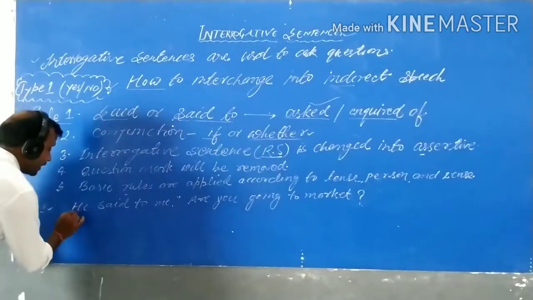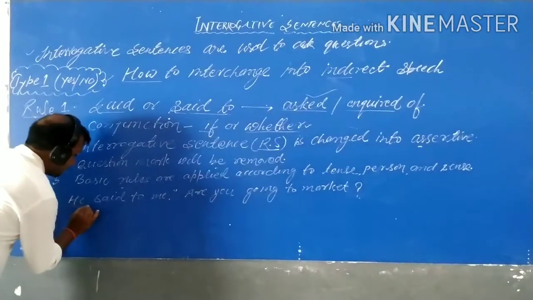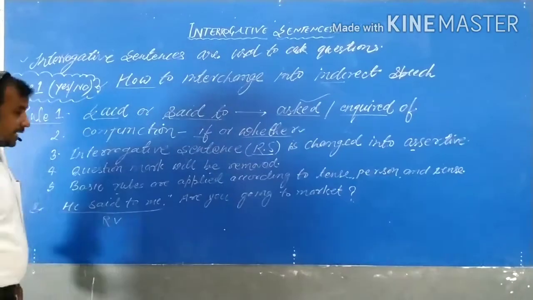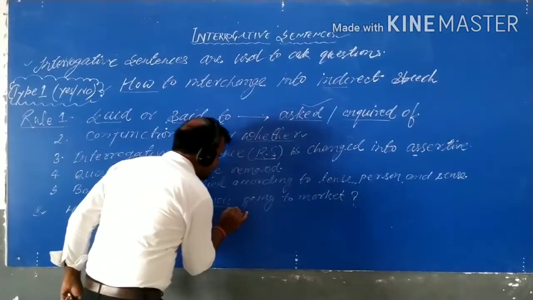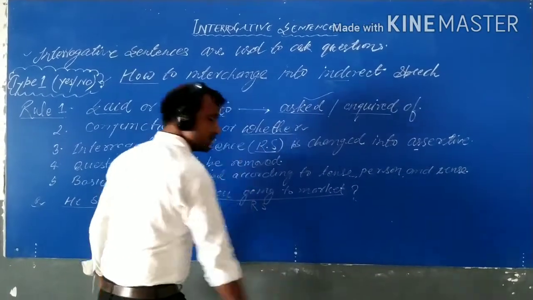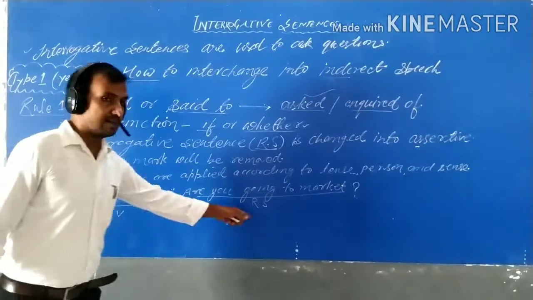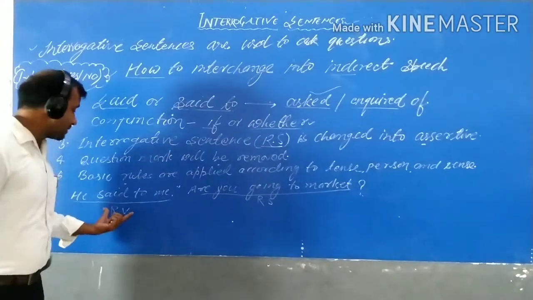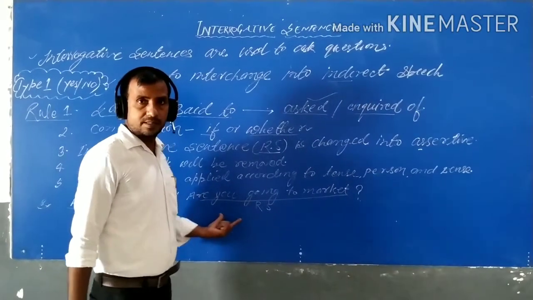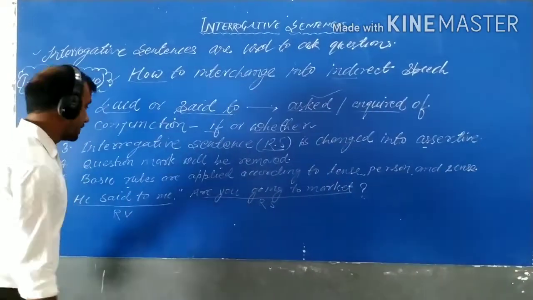That means, he said to me. This is the reporting verb, and this is the statement part. The statement part is known as reported speech. That means RV and RS. And you can also say that this is the principal clause and this is the subordinate clause.